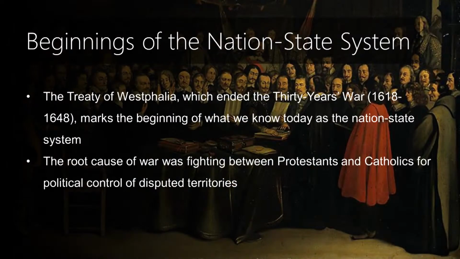So if we had to, let's say, give a birthday to the nation-state system, we could trace it to one treaty in particular. That's called the Treaty of Westphalia. Some people say Westphalia. And this ended the 30 Years' War. And as you can imagine, this was a very destructive war, and it lasted a very long time. So this war created what we know today as the nation-state system, and we'll talk more about that system and how it works in a second.